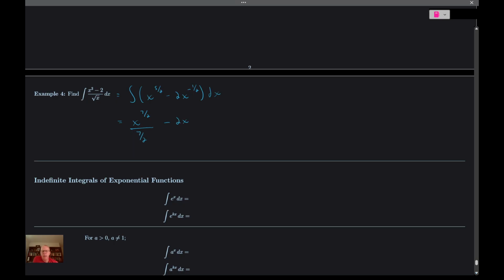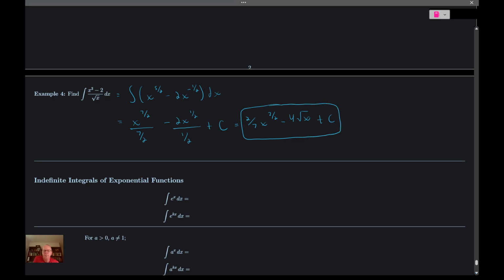Minus 2x, add 1 to the exponent. So negative 1/2 plus 1 is going to be a positive 1/2, divided by a positive 1/2, plus c. And then let's simplify this. So x to the 7/2 over 7/2, that'll give us 2/7 x to the 7/2, minus 2 divided by 1/2 is going to be 4. And we could write x to the 1/2 for square root of x either way. And there is our answer.